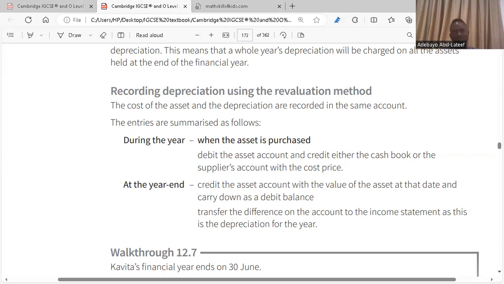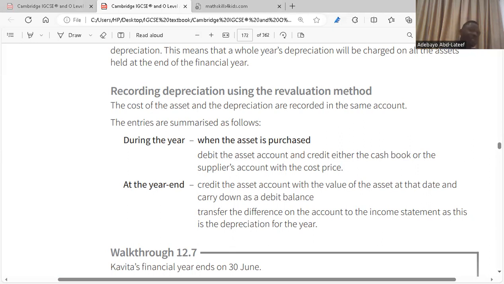The value of the asset, because it's going on depreciation. At the end of the year, it can't be the same as the historic cost after the depreciation. That is the value you credit to the assets account, on the credit side.